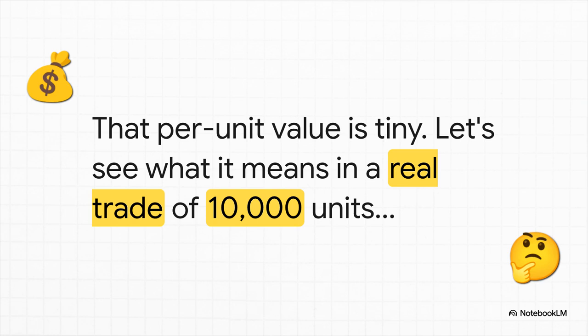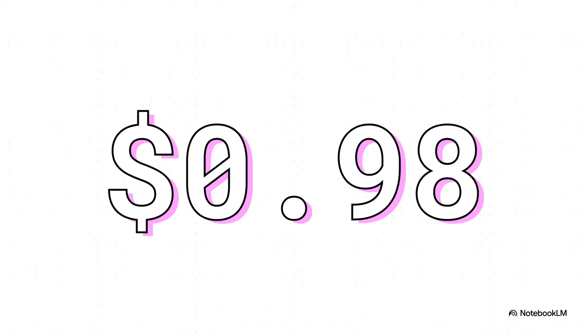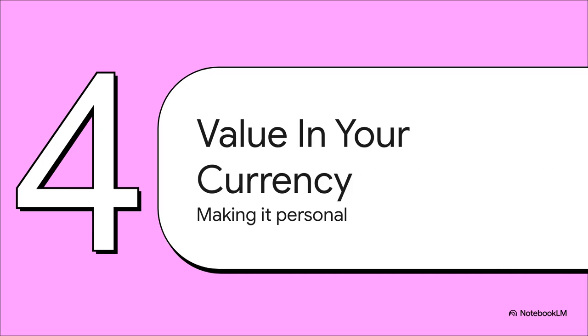So the really important step is to see what this actually means in a real trade. Let's take that value and apply it to a pretty standard 10,000 unit trade and see what happens. Boom! There you have it. For that 10,000 unit trade, every single pip the price moves is worth about 98 US cents. Now that's a number we can actually understand and work with. It's not some weird decimal anymore. It's actual money.